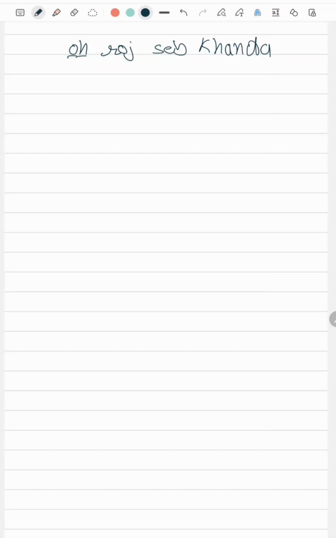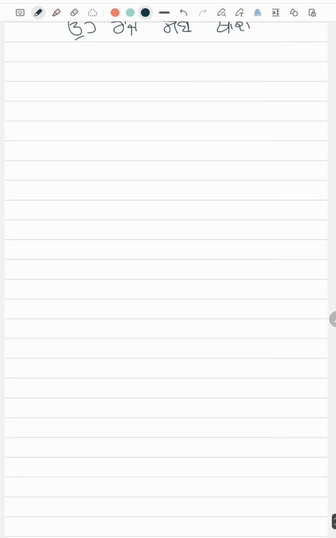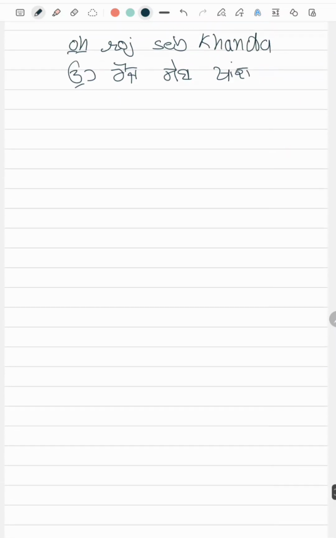In Punjabi, let me write: oh roj save khanda. Now look, it's the da sound. It didn't change to the na sound. Why? Because we use oh. When we use oh, it doesn't change, because we're using the third pronoun. If I'm telling you about somebody, I would use oh. If it's female, I will say khandi. I would use this one instead of da.